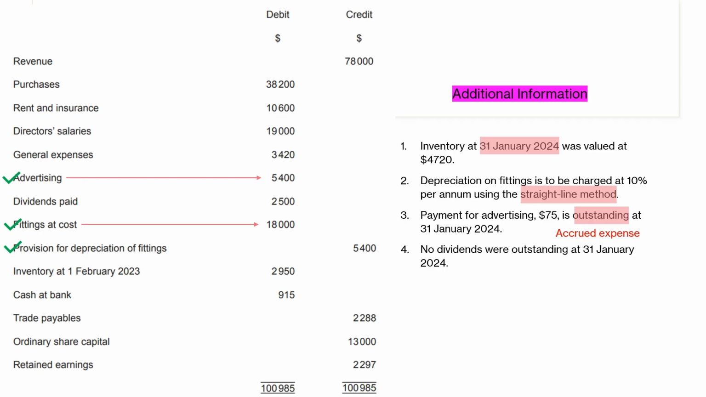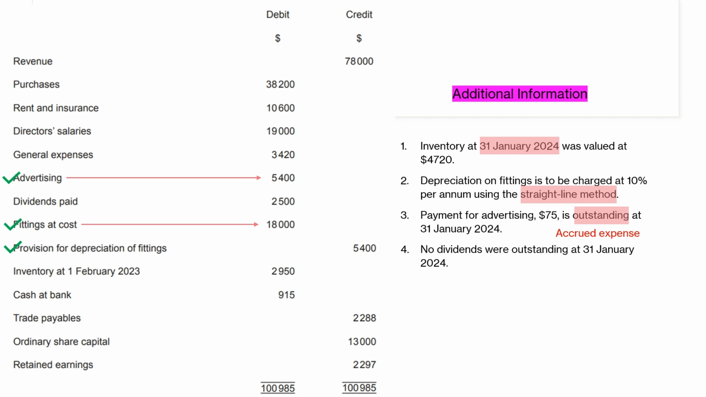Finally, no dividends were outstanding at 31st January 2024. That means there is no additional adjustment. We can just go ahead. So we are done with the additional information. Now we are left with the balances. We can keep on recording them.